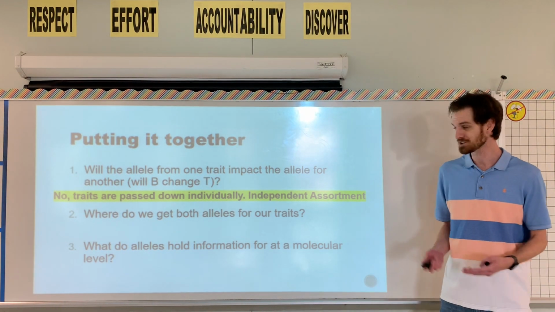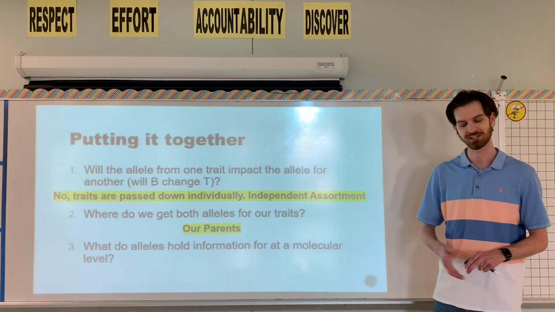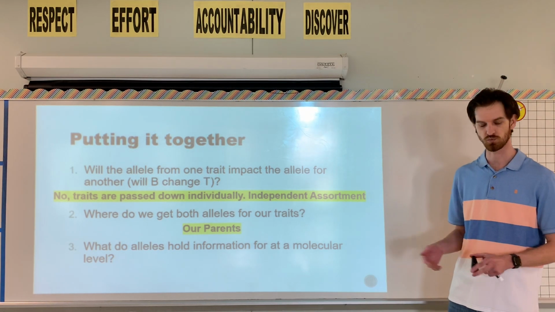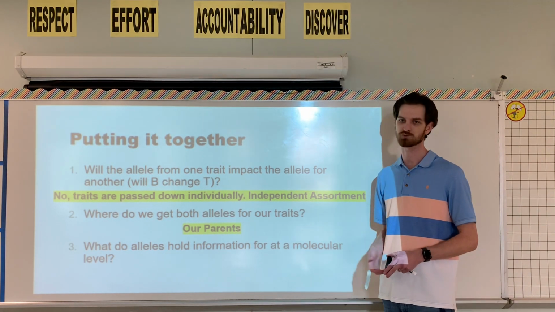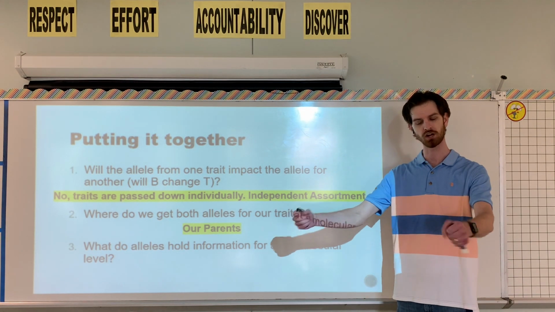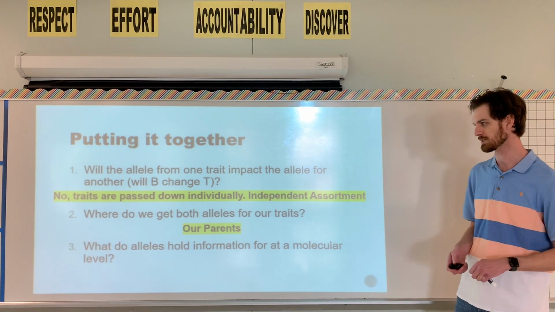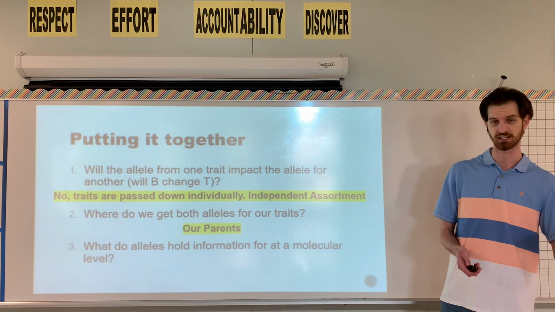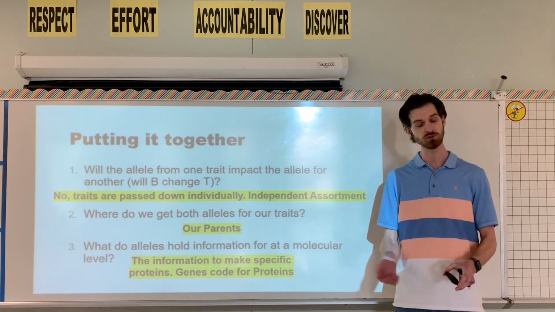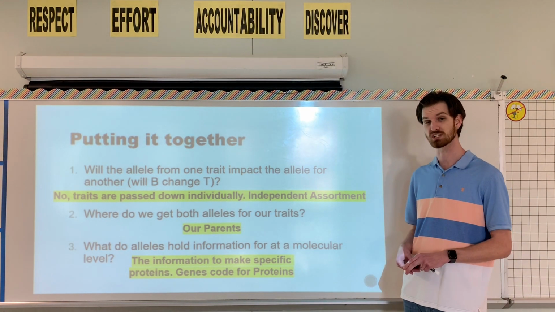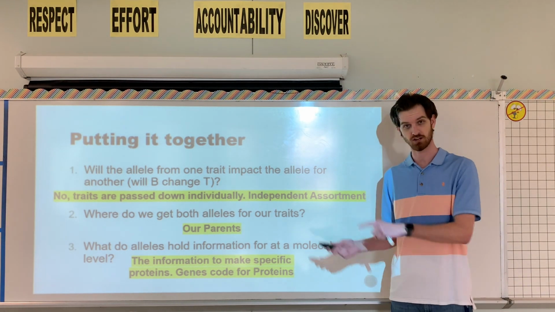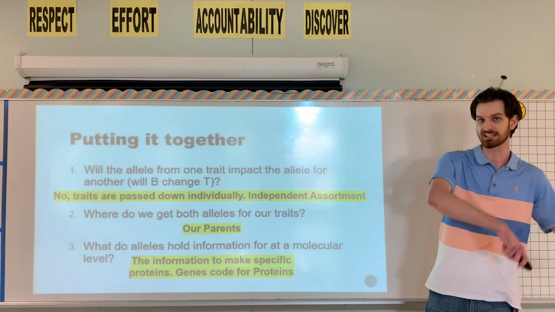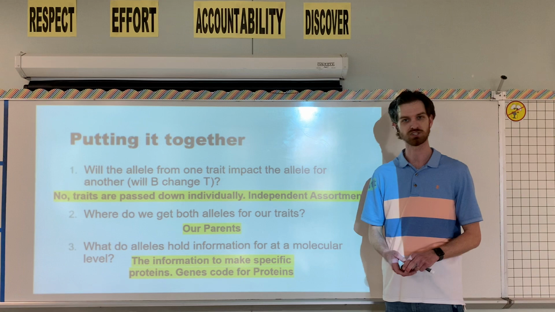Where do we get our traits? Well, that one's pretty easy. We get our alleles from our parents. We get one allele from each parent to make us having two alleles for each gene. So we get a genotype based on what alleles were passed on from our parents. Each one gave a single one, they come together, and that makes our genotype there. And then what do the alleles hold information for at a molecular level? So thinking back to the last unit, they hold the information to make proteins. Remember, genes hold the information to make proteins, and through the central dogma, those genes are made of DNA, they transcribe into RNA. Those RNAs are then translated into proteins, and that's how we actually get all of our traits overall.